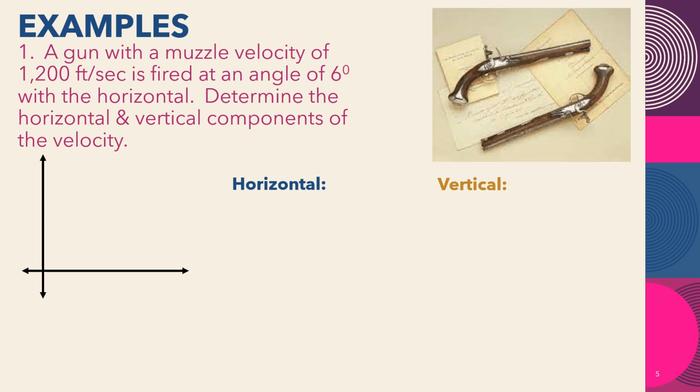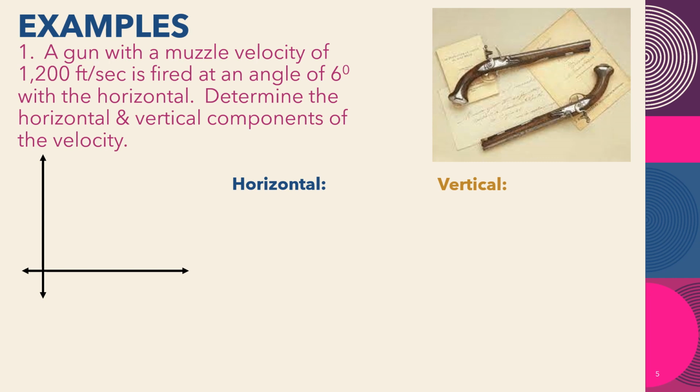Now we can actually talk about some examples. Example 1: we have a gun which has a muzzle velocity, the part of the gun that the bullet comes out of, of 1,200 feet per second, and it's fired at an angle of 6 degrees with the horizontal. Determine the horizontal and vertical components of the velocity. So our vector is represented with velocity in this case, the velocity of that bullet coming out of the muzzle.